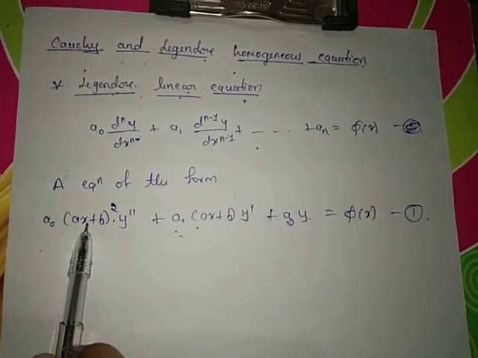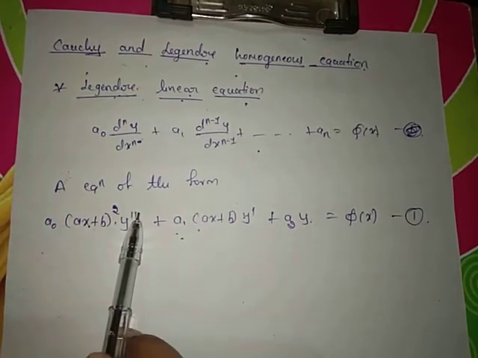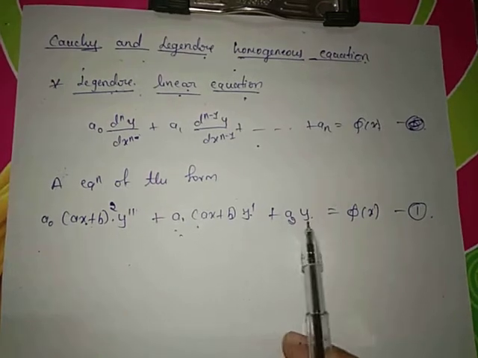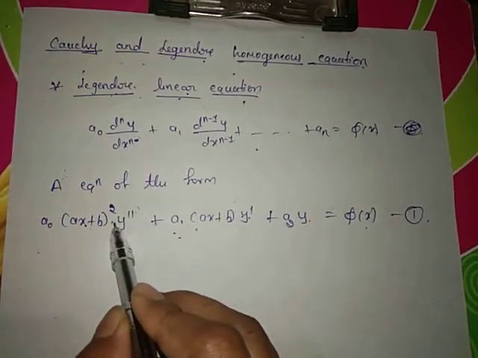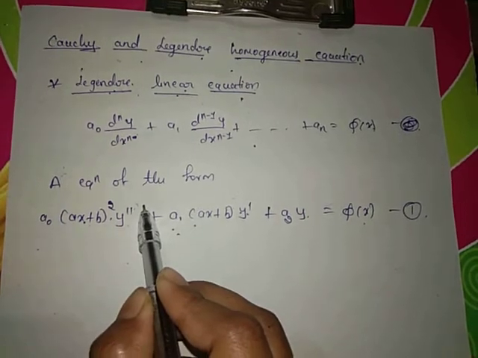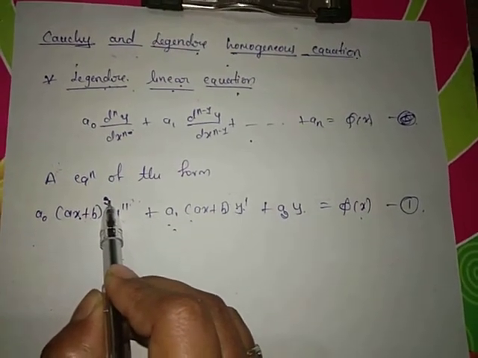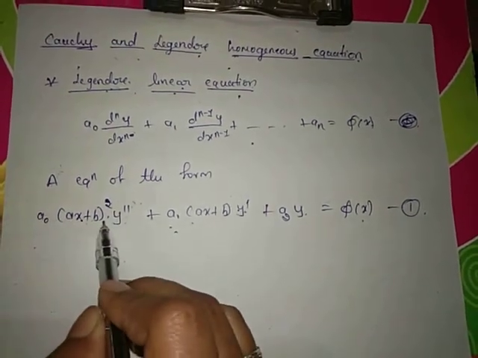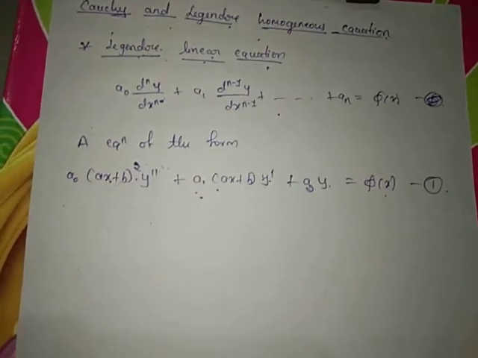I am taking only the second order here: a naught (ax plus b) whole square y double dash plus a1 (ax plus b) y dash plus a2 y equal to a function of x. For the second order differential term we should have (ax plus b) whole square only. Similarly, the third differential operator should have (ax plus b) whole cube, and similarly for higher orders also.